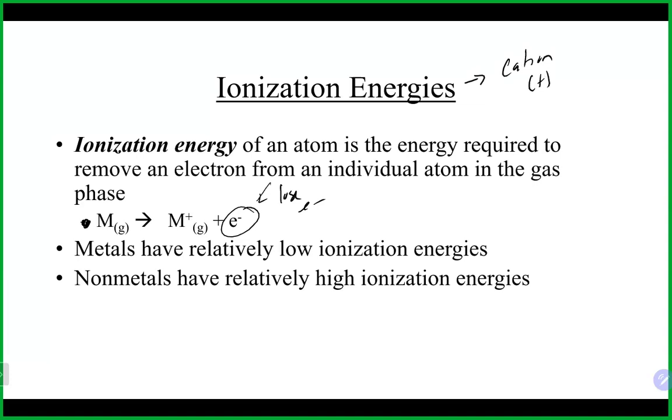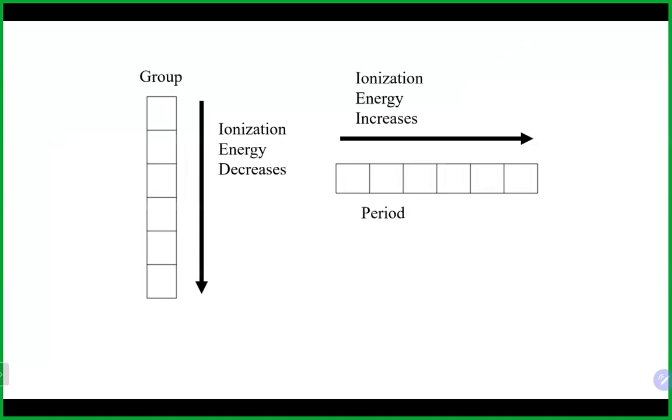Metals have really low ionization energies, and nonmetals have high ionization energies. And again, when we look at the periodic table, this is the general trend. As you go down a group, ionization energy decreases. And as you go right on the periodic table, ionization energy actually increases. And that is why, if we think about it, our metals, which are left and down, are typically the ones that will lose electrons, and our nonmetals, up or right, definitely take a lot of effort to try to remove an electron from.